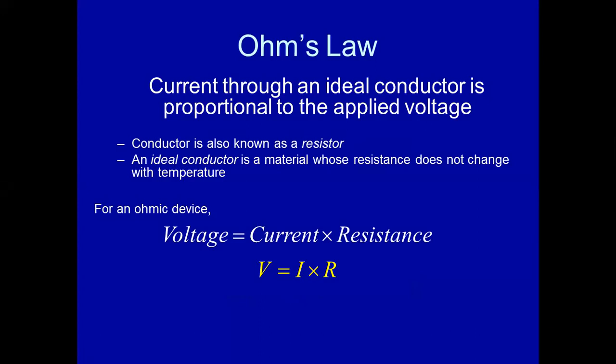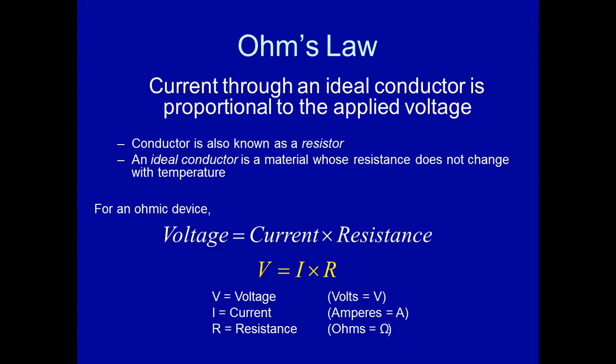Okay? How are you going to get your current? Your current would be equal to voltage over resistance, and your resistance is equal to voltage over current. The units for voltage, current, and resistance are volts, amperes, and ohms, respectively.